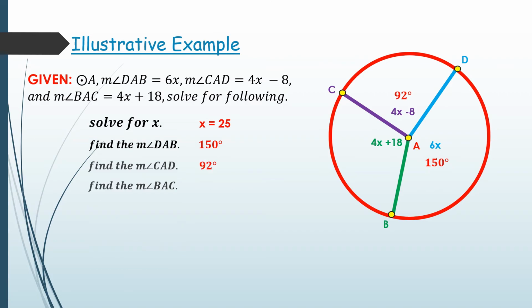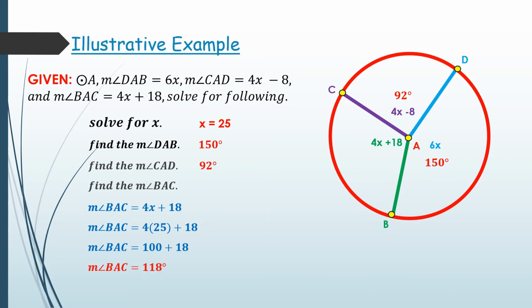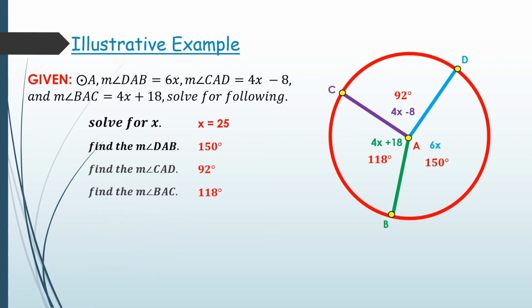So now let's find the measure of angle BAC. On our figure, measure of angle BAC is equal to 4x plus 18. Replacing the x with 25, we will have 4 times 25 plus 18. Then that will give us 100 plus 18, which will give us 118 degrees. So measure of angle BAC is equal to 118 degrees. If you want to check if these measures of angles are correct, you simply add the three and you should have 360 degrees. 92 plus 118 plus 150 is equal to 360 degrees.